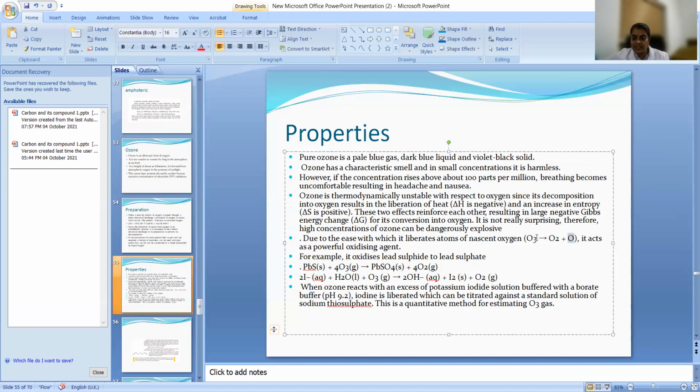Now let us see that it easily produces nascent oxygen, so it will undergo oxidation reactions because of that property. Lead sulfide is converted into lead sulfate and oxygen. Iodide is converted into iodine by reacting with O3, because it can liberate nascent oxygen.